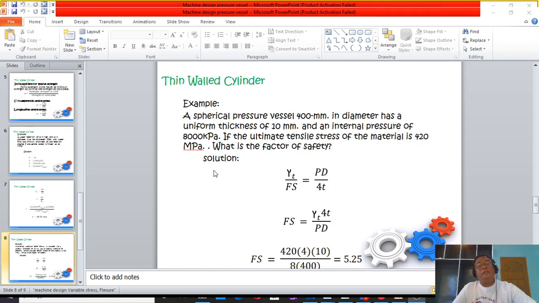Okay, class. Take note that the stress over factor of safety equals PD over 4t. Again, class, substituting values, the ultimate stress is 420 megapascal, then 4 multiplied by the thickness, 10, then 8 divided by 400, the diameter of the sphere. So the factor of safety now, class, is 5 point.